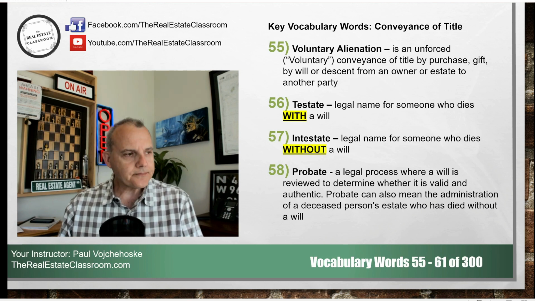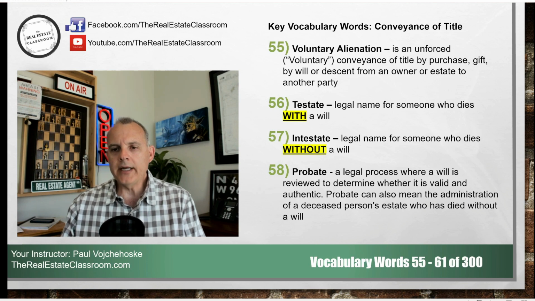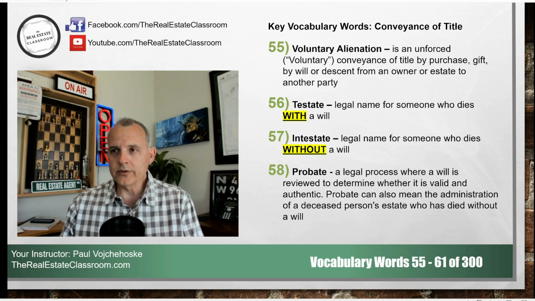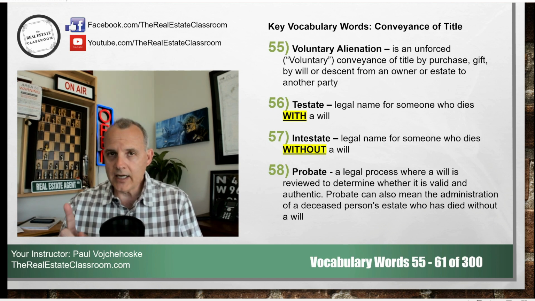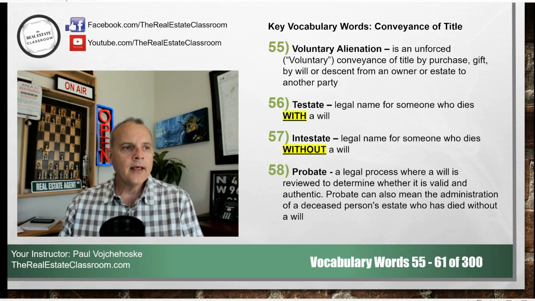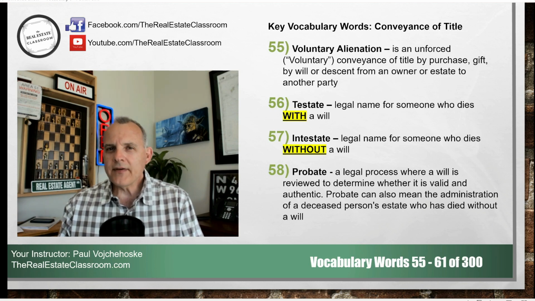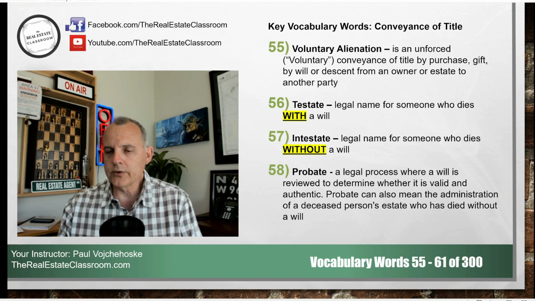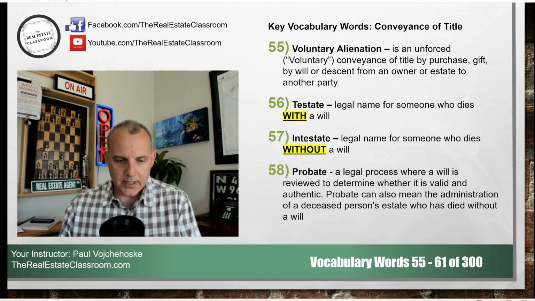That's probate. Another use for probate is the administration of a deceased person's estate who has died without a will. So if somebody dies without a will, they have died intestate. Usually it's a family member or an heir that's going to open up probate, and then the judge is going to determine who the executor or the personal representative of that estate is going to be.